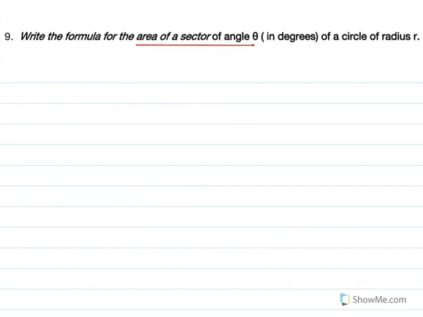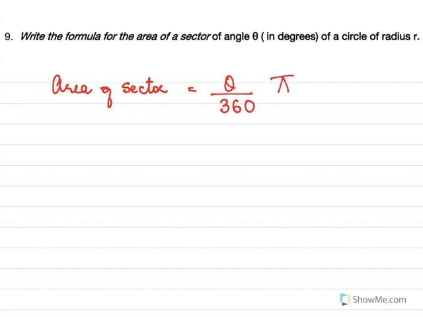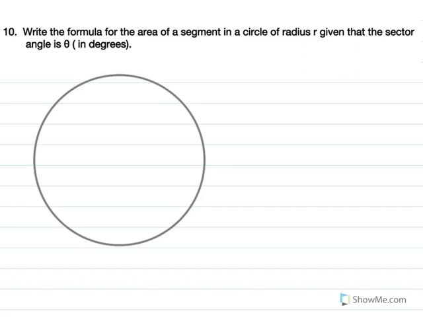Write the formula for the area of the sector of angle theta in a circle of radius r. So this is the formula that we use: area of sector equal to theta over 360 pi r square.